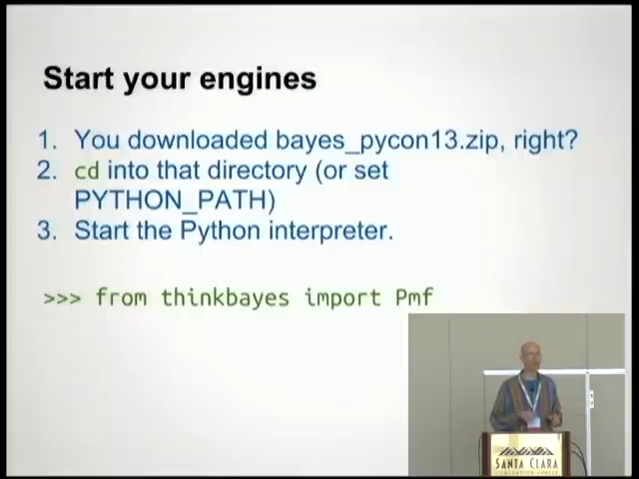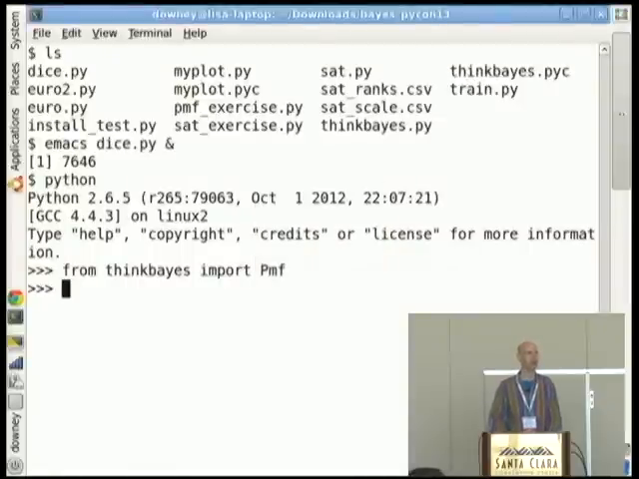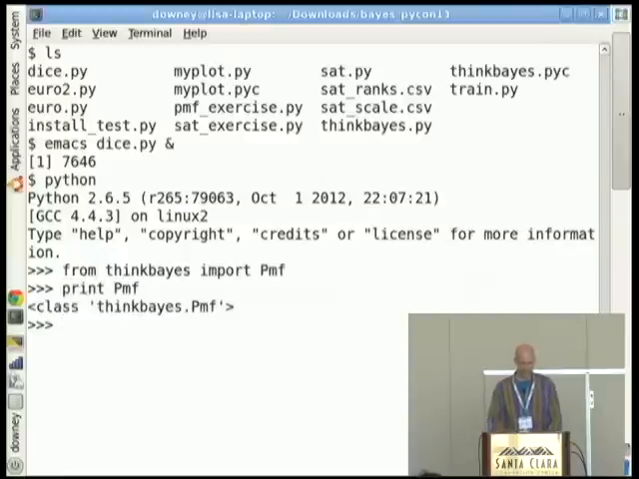So you should be able to start a Python interpreter and then import from ThinkBase, you're gonna import PMF, which is this class that I was just telling you about. So hopefully, again, that will work for at least half of you. Here's what that's gonna look like. And as usual, if everything went well, then you should get no error messages. So if you print it, it should tell you that PMF is a class named PMF that's defined in the module named ThinkBase.